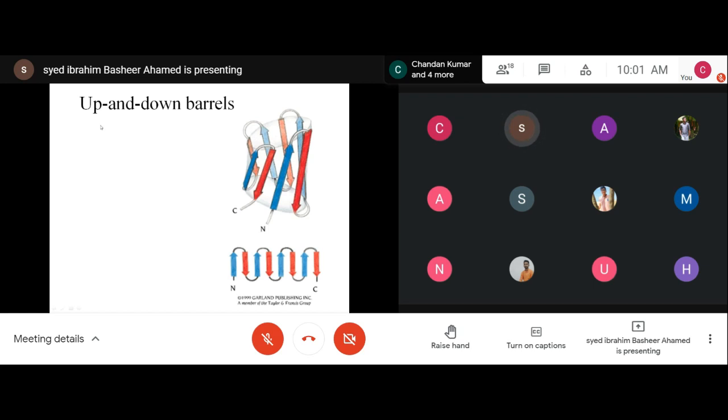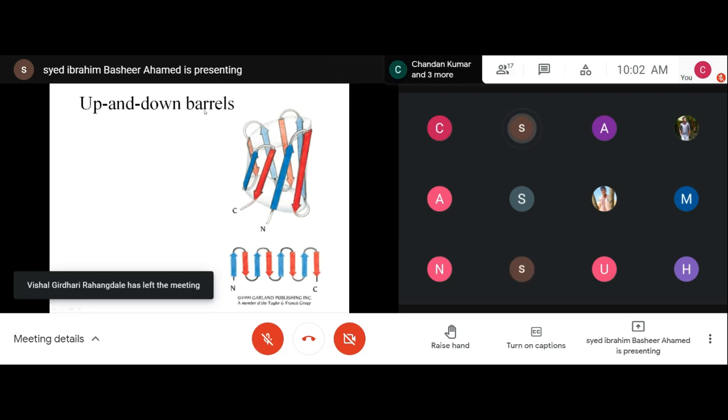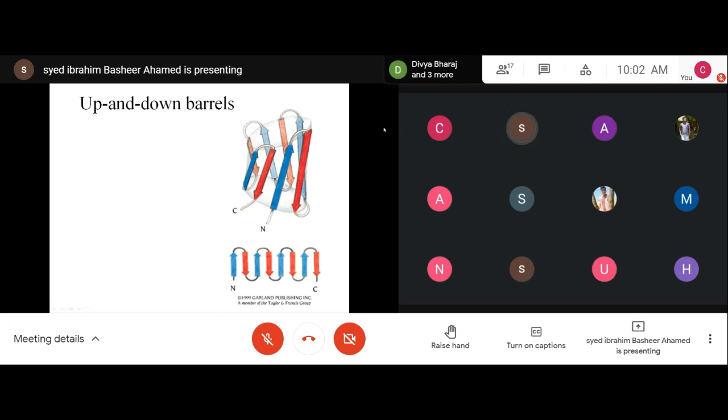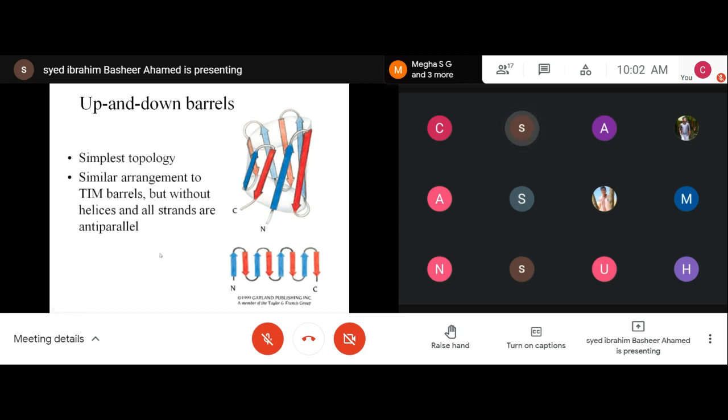The first kind of barrel is the up and down barrel, as the name indicates. Here you can see it is completely beta, but they are anti-parallel. We are going to see different kinds of barrels with beta strands, and you have to be able to distinguish these barrels. This is the simplest topology, a similar arrangement to the TIM barrel, but without helices.